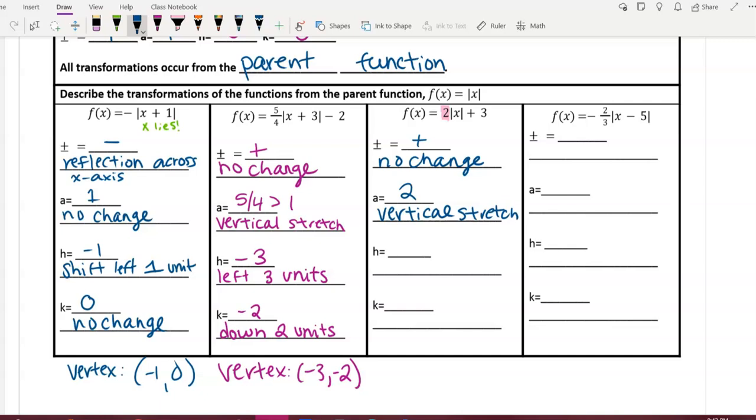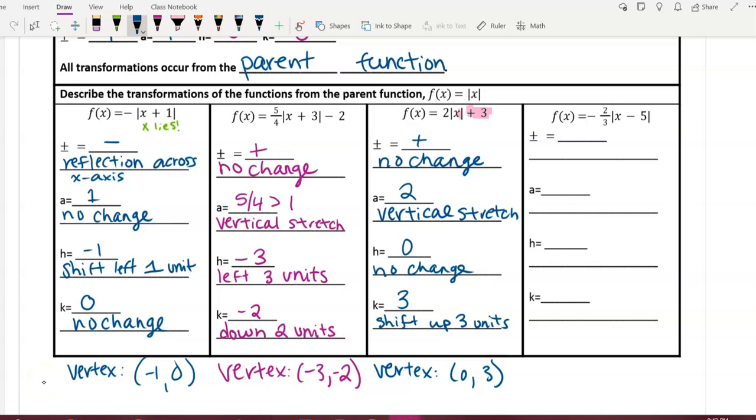Okay, now h. What is our h value here? Our h value is, well, there's no number in there, so h is 0. So no change. And k is +3. So we are going up 3. We shift up 3 units. So what is our vertex here? HK, which is 0, 3. Perfect. Okay, for this last one.